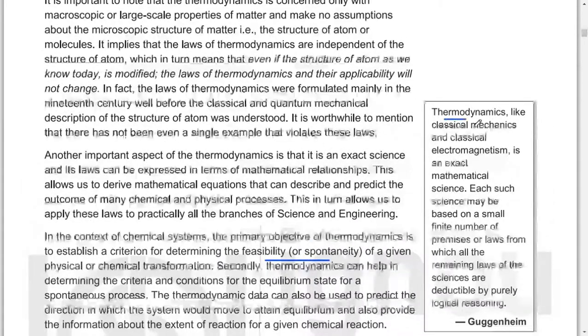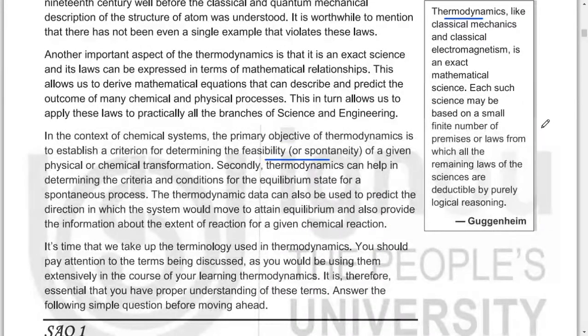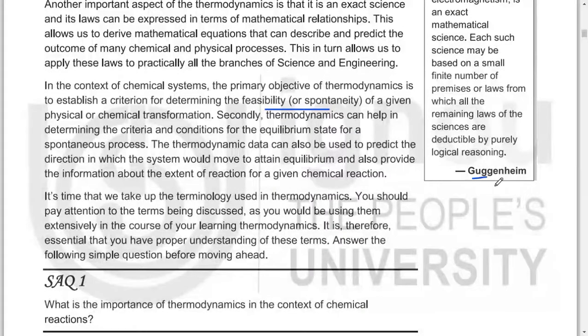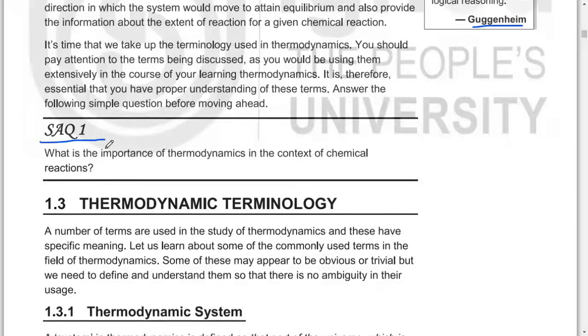Thermodynamics, like classical mechanics and classical electromagnetism, is an exact mathematical science. Each such science may be based on small finite numbers of premises or laws from which all the remaining laws of the sciences are deductible by purely logical reasoning. Guggenheim. SAQ1. What is the importance of thermodynamics in the context of chemical reactions? Comment on this.